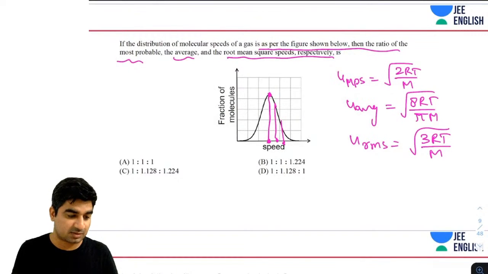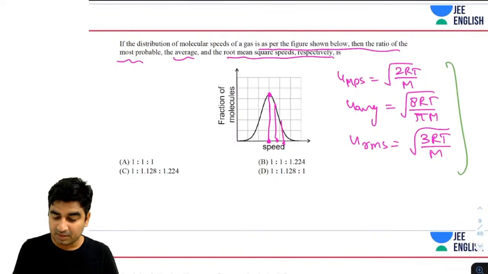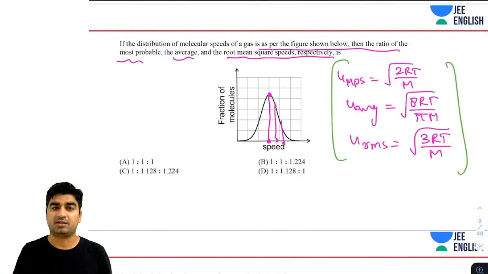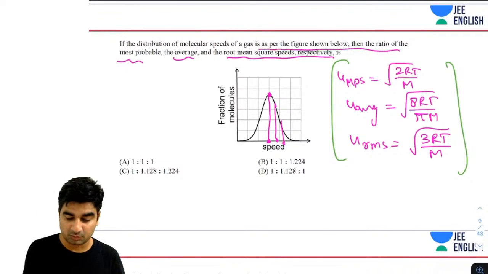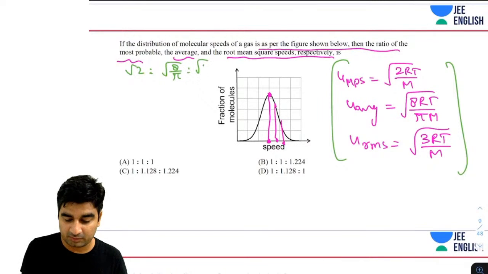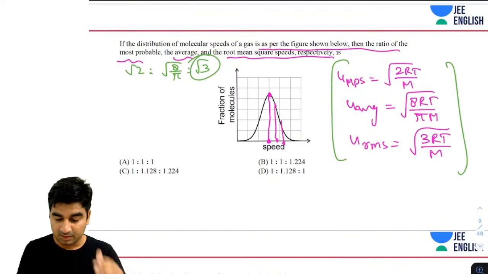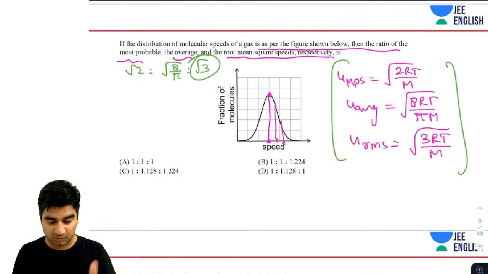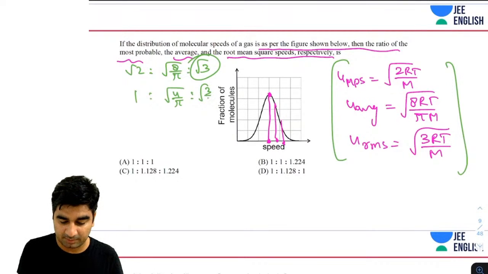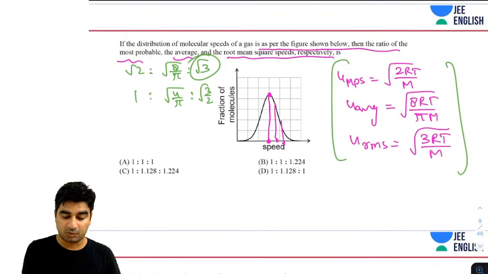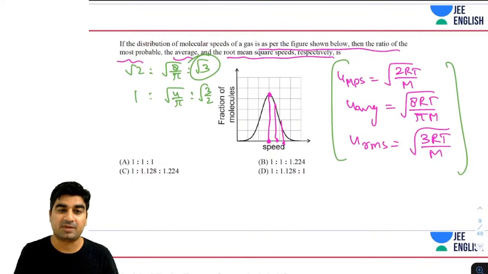And now just calculate the ratio and you will be getting it. Got it? I hope it is easy. The most probable is root 2, the average is root 8 by pi, and then you have root 3. So it is the maximum. Now you can find out. If you divide by root 2, you will be getting 1 is to 4 by pi, root 3 by 2, 1.5. So the answer will be C.